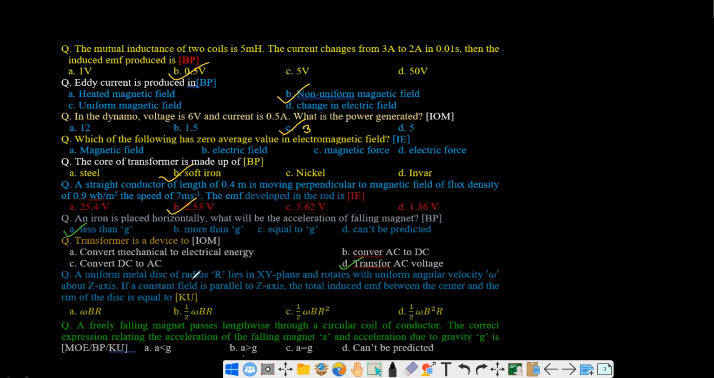A uniform metal disc of radius r lies in a plane and rotates with uniform angular velocity omega about z axis. If a constant field is applied parallel to z axis, the total induced EMF between the center and the rim of the disc. Okay, हामीसँग यो एउटा डिस्क छ, यो XY प्लेनमा छ। यो XY प्लेन भयो, यो Z प्लेन भयो, यो Z एक्सिस, let's say this is X axis and this one is Y axis.